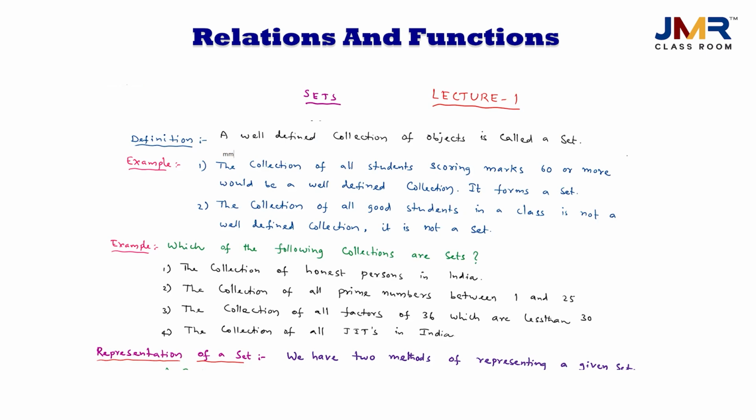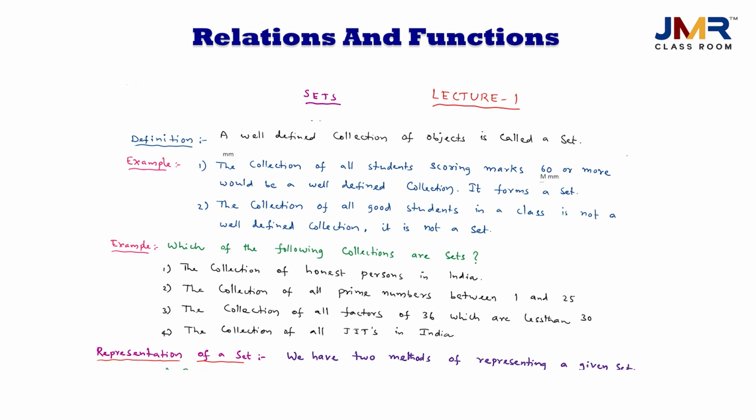For example, a collection of all students scoring marks 60 or more would be a well-defined collection. 60 marks and more in a class is well defined, meaning we need to collect the students who got more than or equal to 60 marks. So we call it a set. The collection of all students scoring 60 or more is clearly a set.